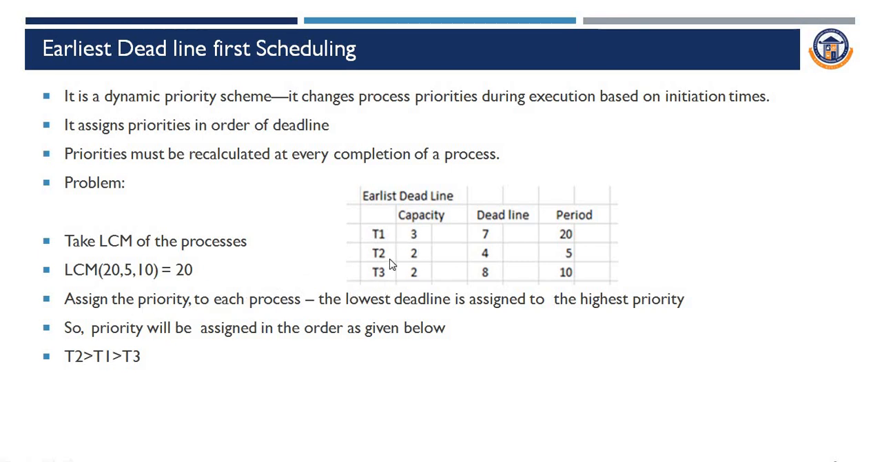We have to assign the priority of each process. First of all, we assign the highest priority to T2 because its deadline is 4. So the lowest deadline is taken as the highest priority. The next deadline is 7, so T1 will be assigned the next higher priority, then the priority will be given to T3. So the priorities are T2, T1 and T3.